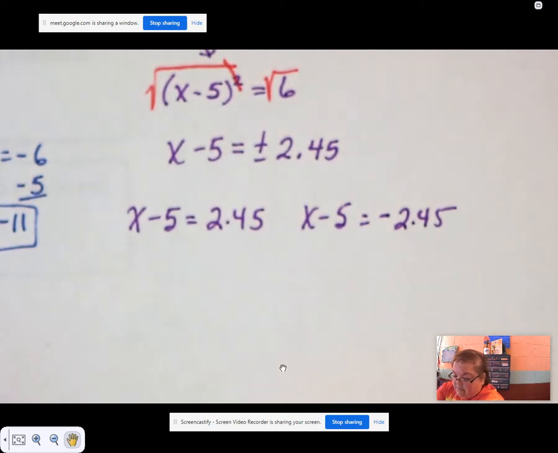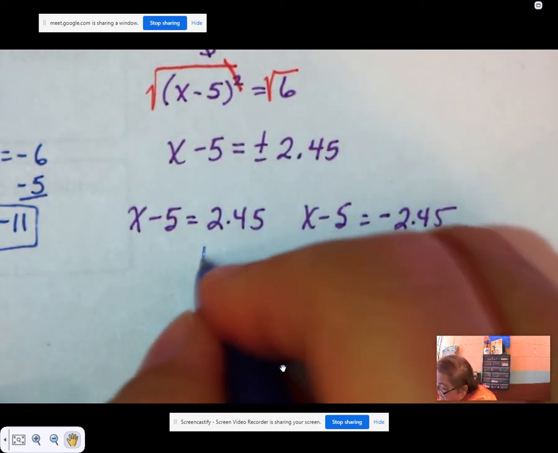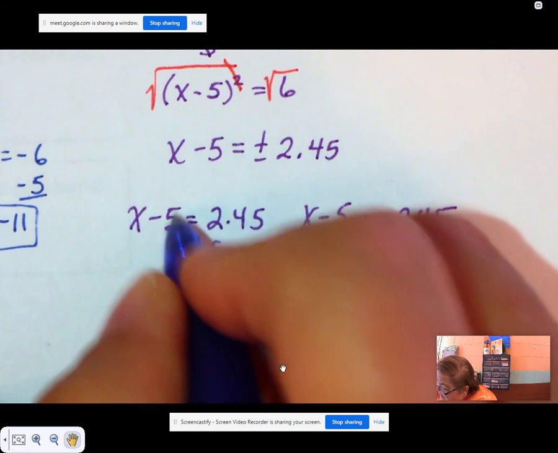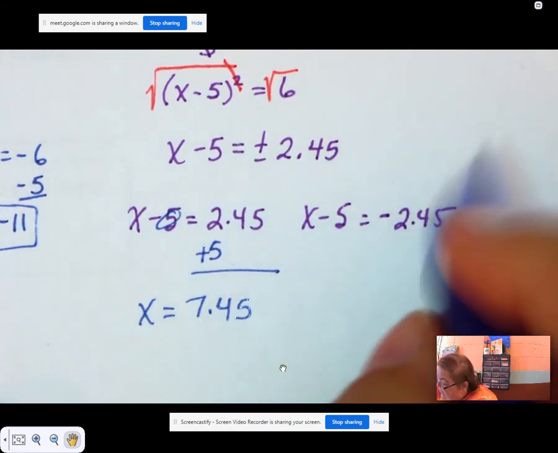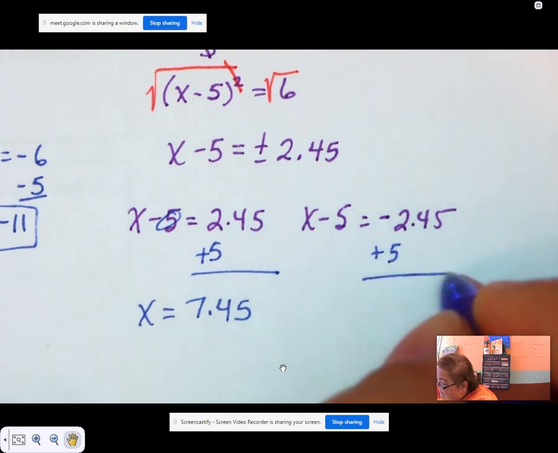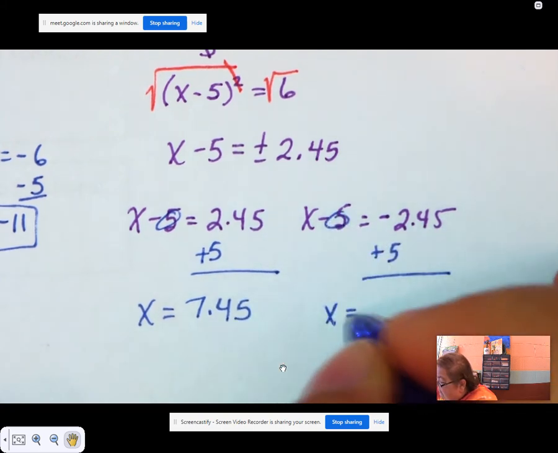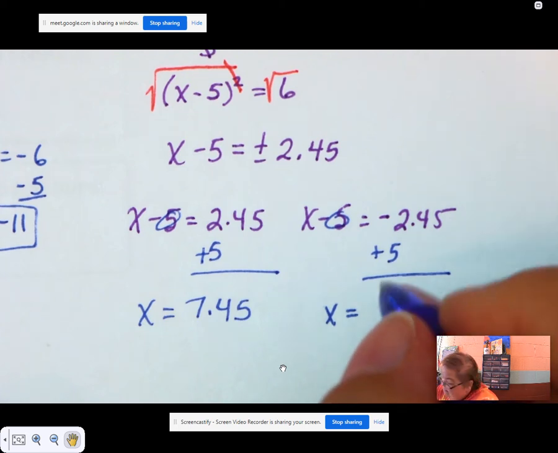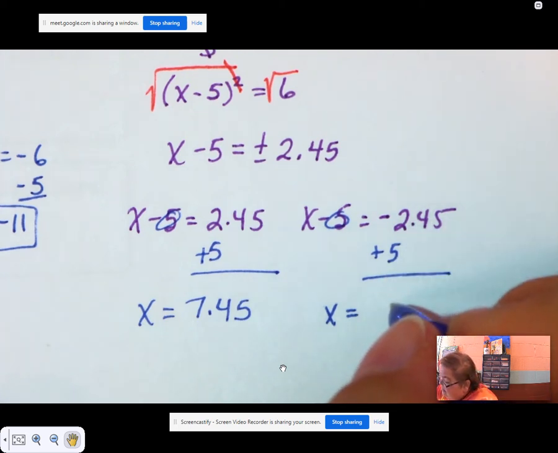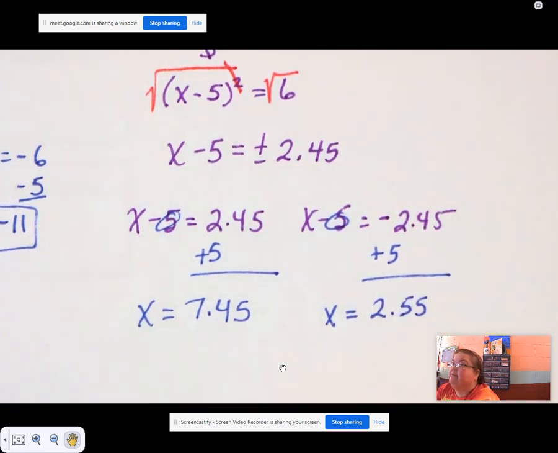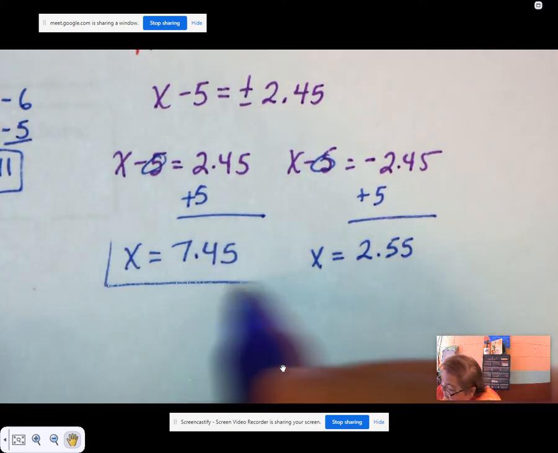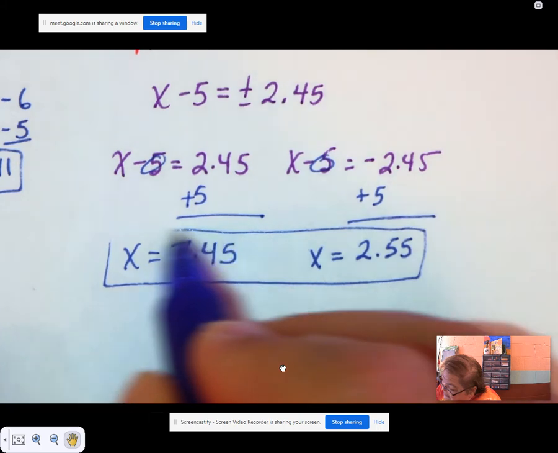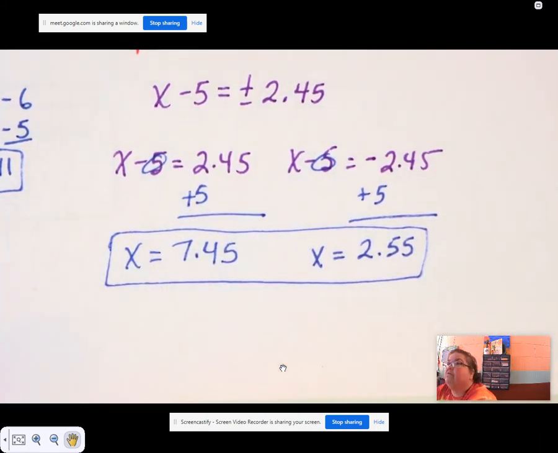And then you just solve them. Plus 5 here. That goes away. X equals 7.45. Add 5 here. That goes away. What does X equal? 2.55 is correct. Make sure you type those in to get those correct, because you're subtracting those.